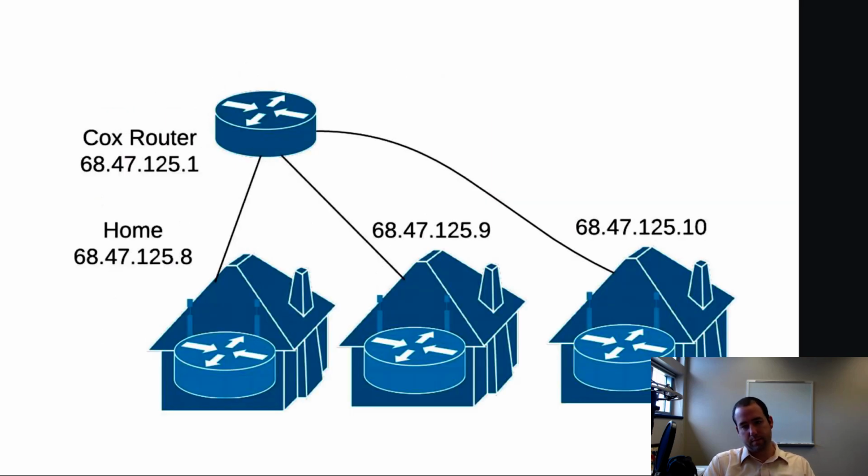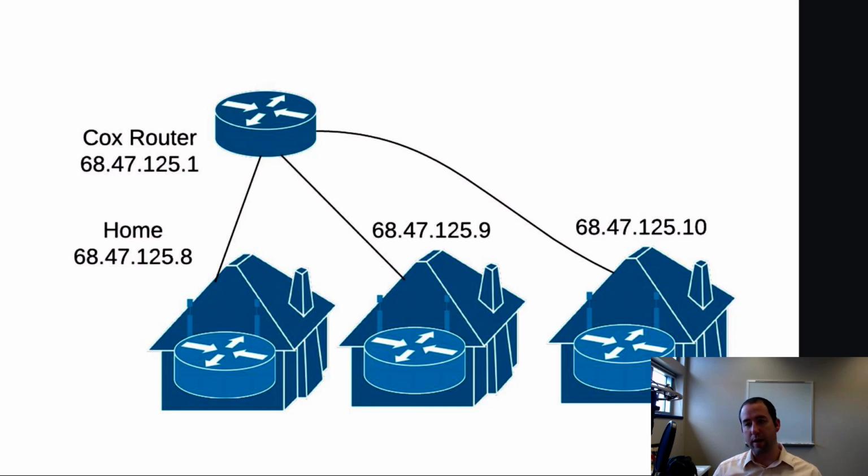So, for example, these 3 different homes have their own routers. They have their own IP addresses: 68.47.125.8 and .9 and .10. And if those devices want to talk outside of the 68.47.125 network, for example, then they're just going to send that to the Cox router. And that's going to be configured as their next hop router or their default gateway.